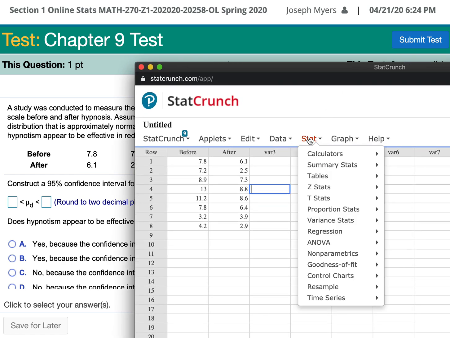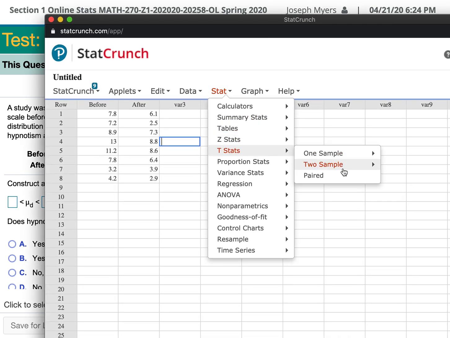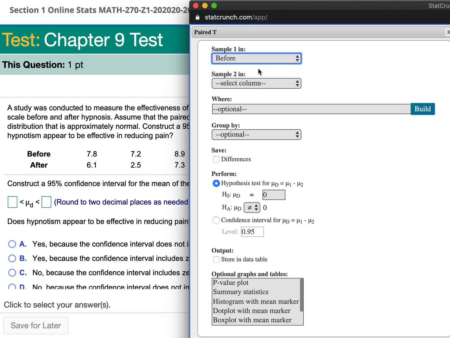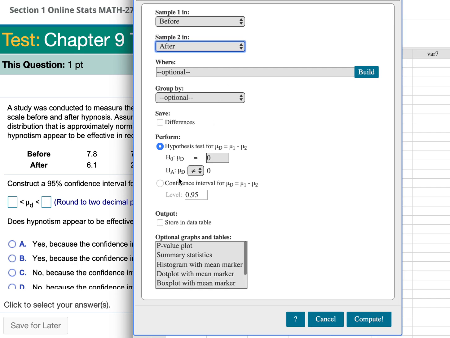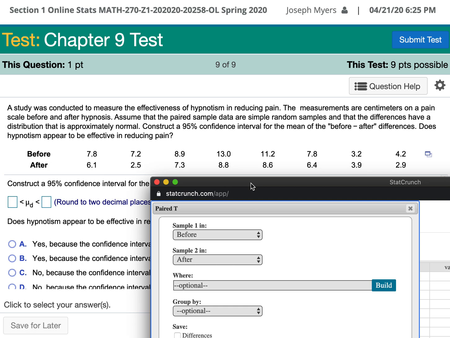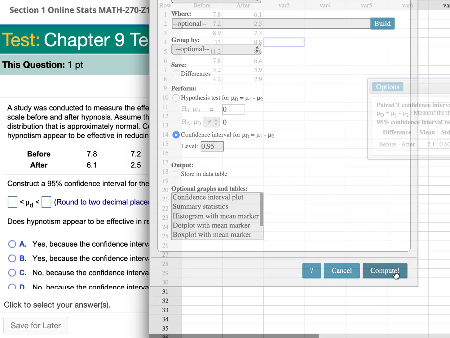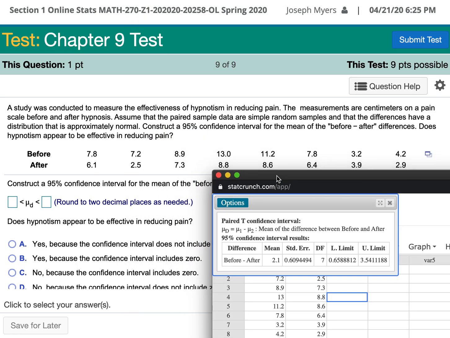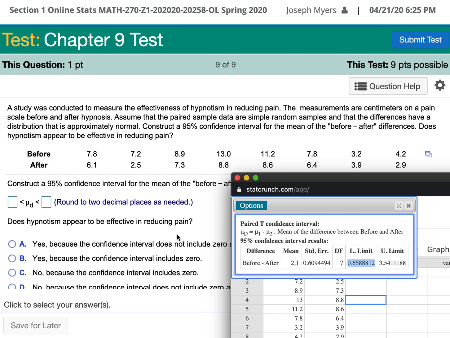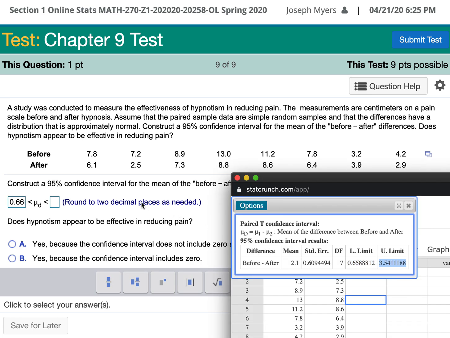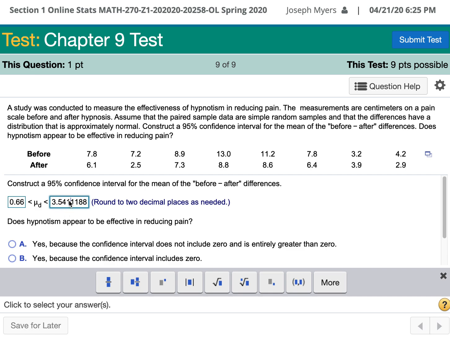So we're going to do stats, t-stats paired. Sample 1 is before, sample 2 is after hypnosis. And we're going to do a confidence interval, and they want it to be a 95% confidence interval, so that's good right there. So click compute, and then you get that. So the lower limit is that, which rounds off to 0.66. The upper limit is that, which rounds off to 3.54.